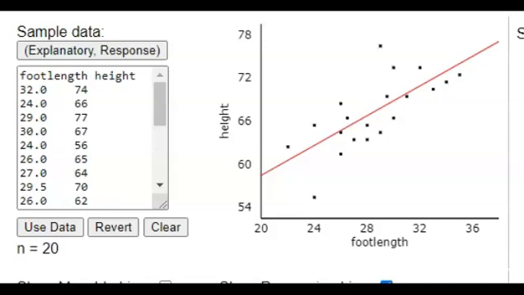Before we jump into the next slide, I want to show you another set of data. This is foot length versus height for a set of 20 people. You can see the scatter plot and the regression line. Now, how did they come up with this regression line? It's kind of a complicated deal, and you're going to be given the regression equation, so you don't have to understand how to do it all.